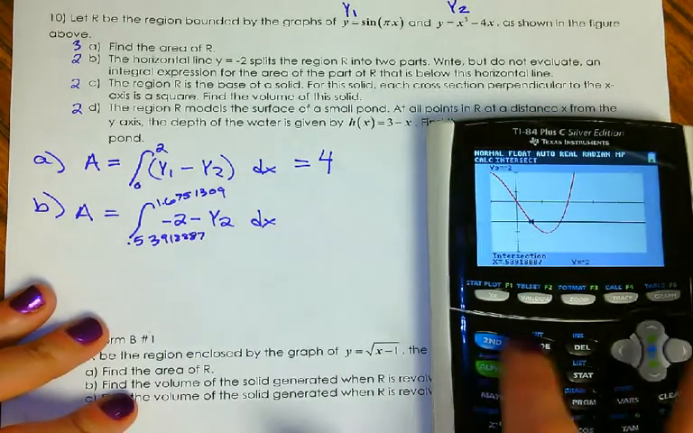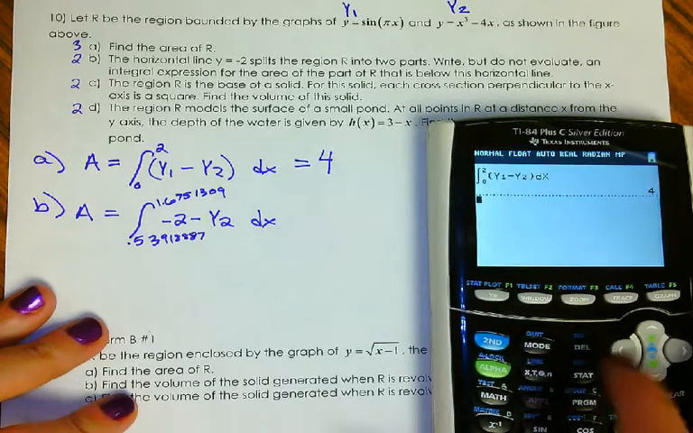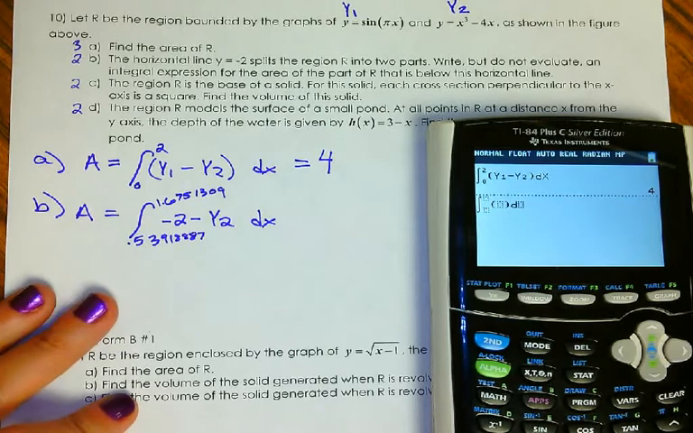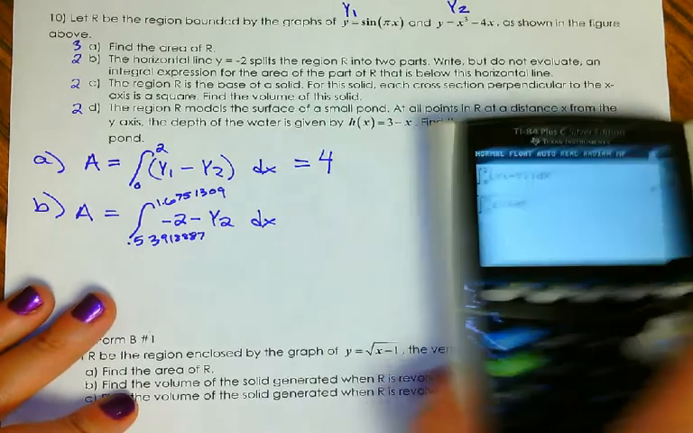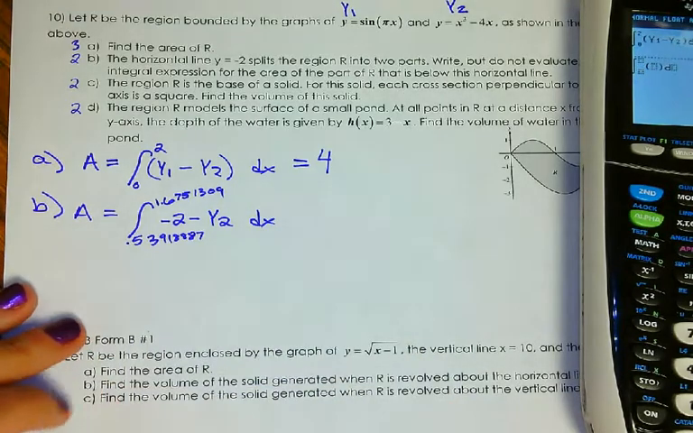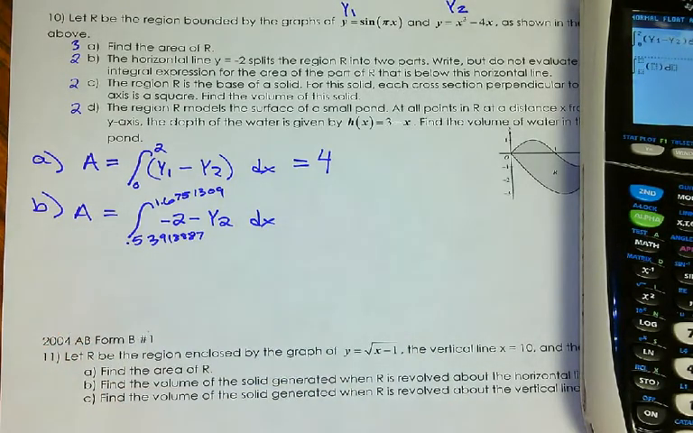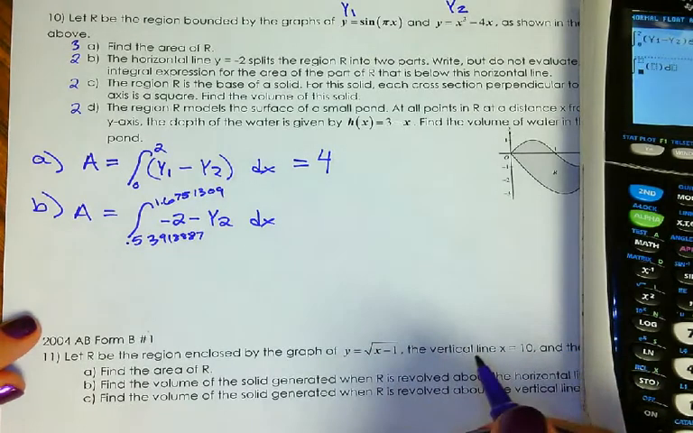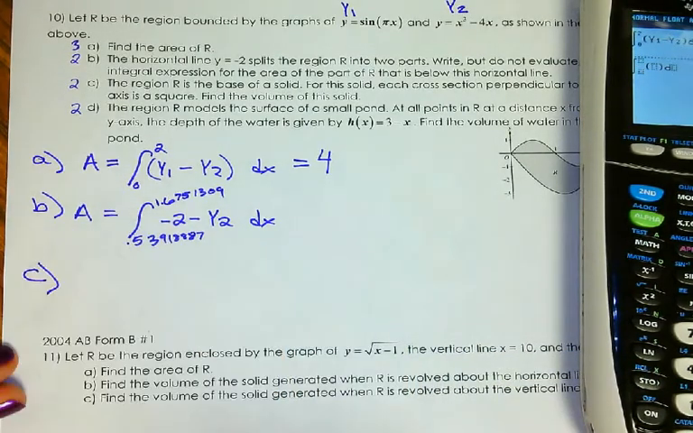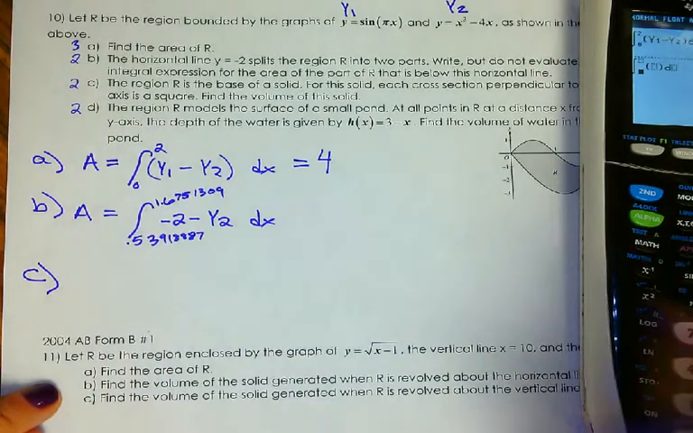Now that I got those jotted down, I can go back to my home screen and do math 9. Oh, no, it said set up and do not evaluate. So that's all I need to do there. And that was worth 2 points. Now I'm on to part C.